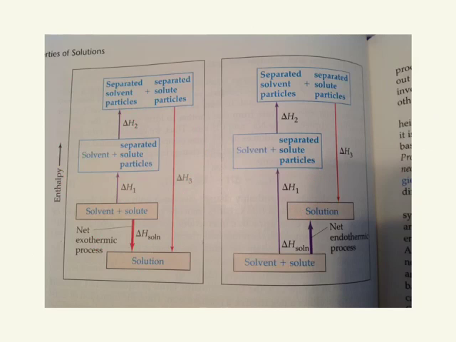Okay, so here you have your solvent and your solute. Delta H1, you have to separate your solute. Taking a look at the size of the arrow, that takes quite a bit of energy. Delta H2, you have to separate your solvent, adding more energy. Then, once they're both separated, they can combine, and you get your delta H3, releasing energy to make your solution.